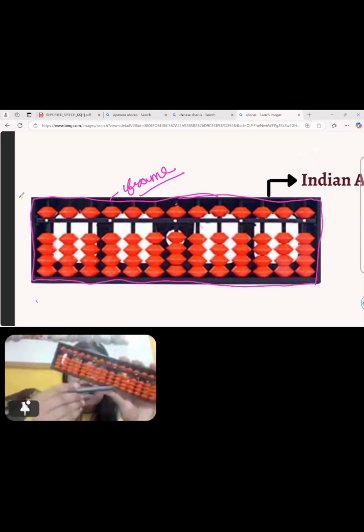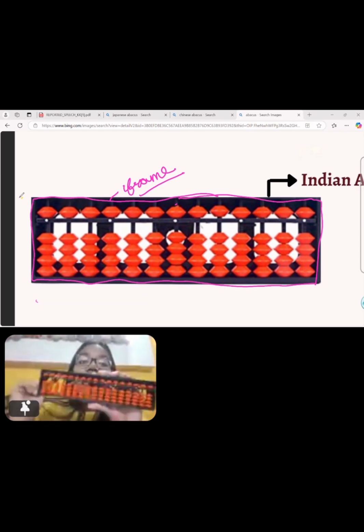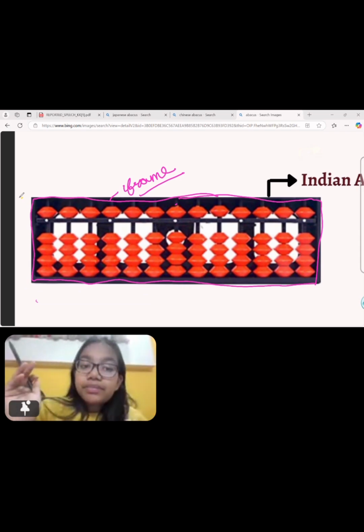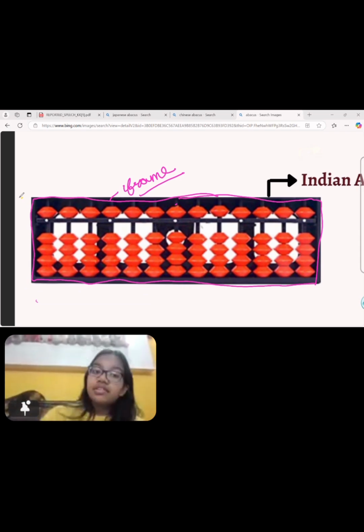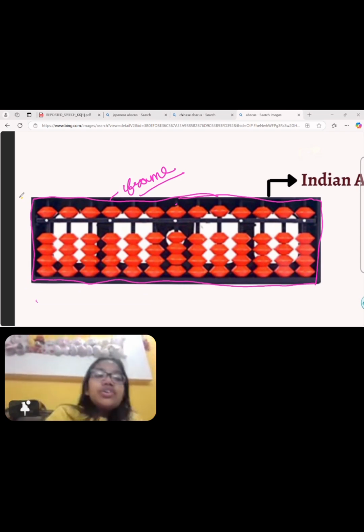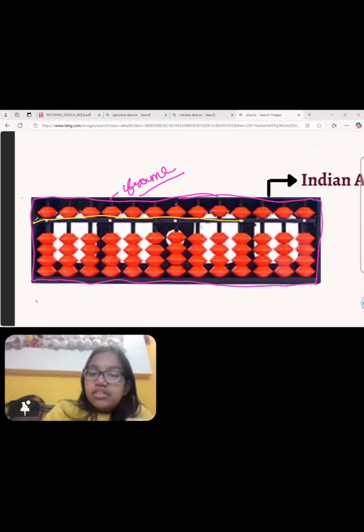Now, we have learned about the frame. You can see it on my screen as well. Frame. Now, what are we going to learn about next? The divisor. Basically, what is a divisor? See, this is the divisor.